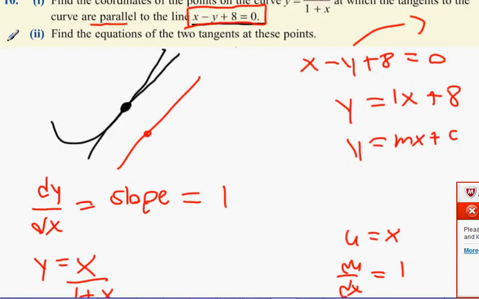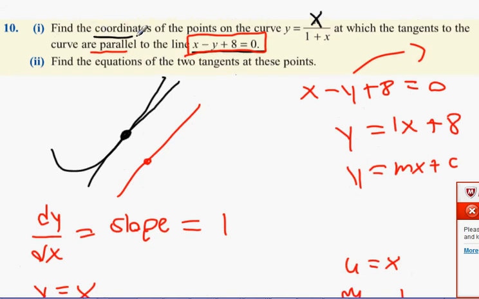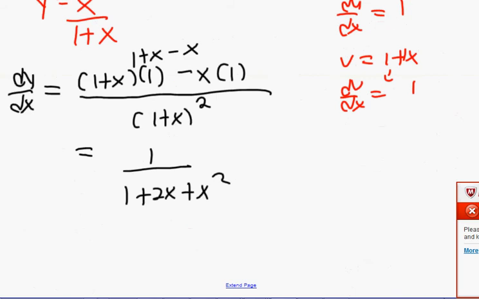Let's go back to our information. Find the x, y values for which the tangents to the curve are parallel to the line x minus y plus 8 equals 0, and then find the two equations of these two tangents at these points. So look at this, guys. This slope, what did we find out the slope was? 1. Now, usually we would put in the x values and find out that the answer is 1. But this is the opposite way around. We're actually given the slope, now we have to find the x values. So in essence, we just have to solve this equation here.